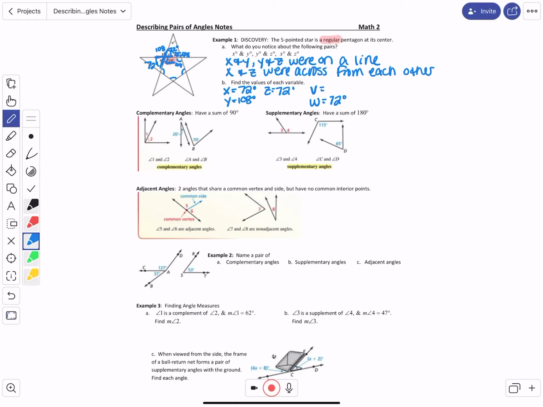Now we have a triangle. Here's our triangle. I'm just going to highlight our triangle. We know that we have 180 degrees in a triangle. So if I do 180 minus 72, because I know that my two bottom angles are both 72 degrees, I know that V is going to be 36 degrees.